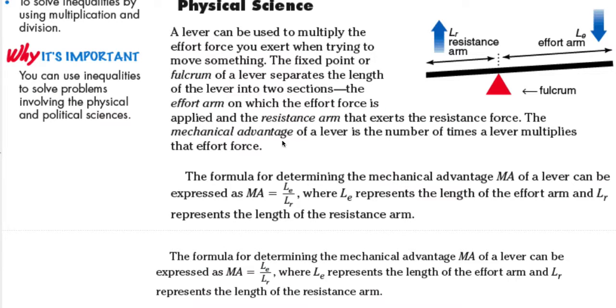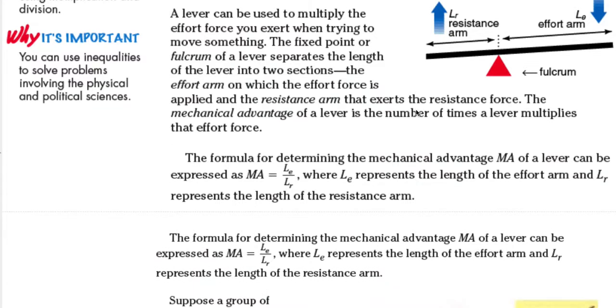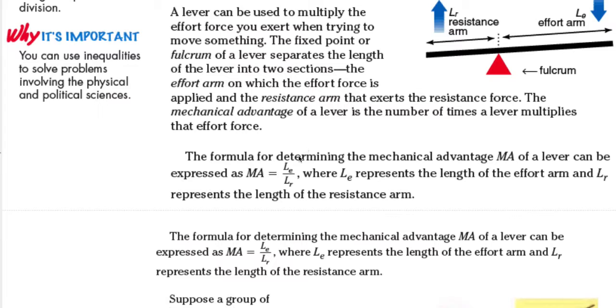The mechanical advantage of a lever is the number of times the lever multiplies that effort force. So the definition of a mechanical advantage: the number of times a lever multiplies the effort force. So your effort force is multiplied. The greater the mechanical advantage, the greater the force.